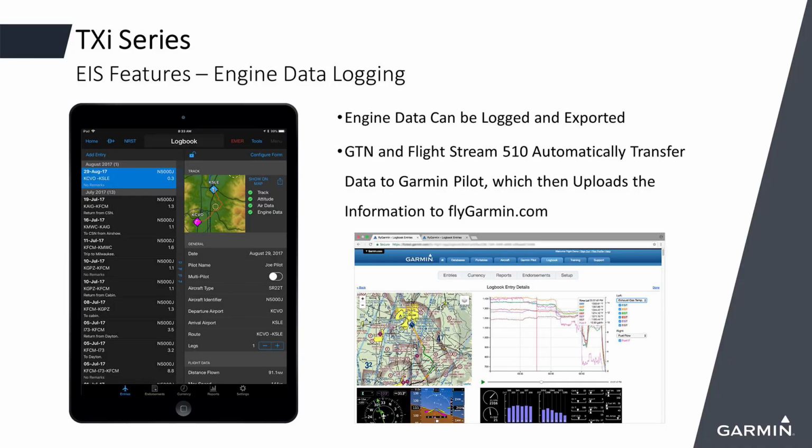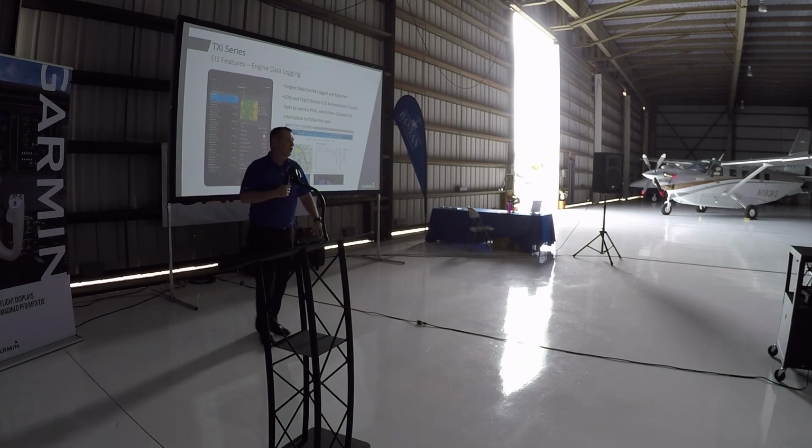Then from the Fly Garmin site, you get this information here on the bottom right. You get a map showing where you flew. You have all of your engine cylinder performance right there, your engine temperatures right here. You can even see an attitude indicator and a course deviation indicator. You can relive the whole flight.